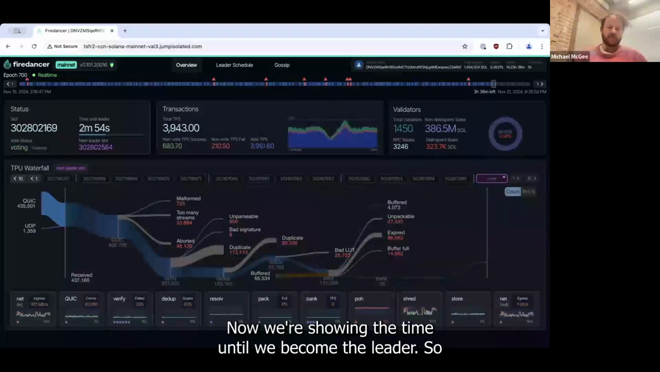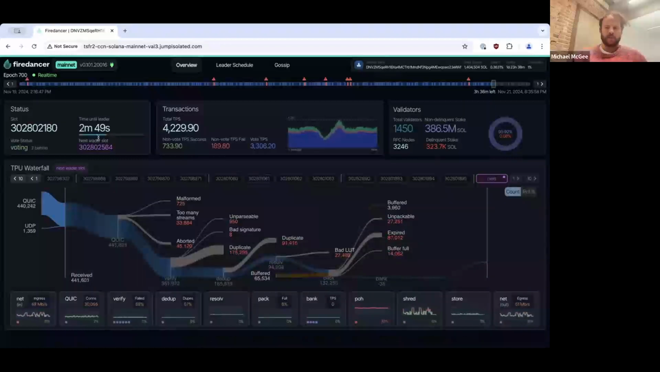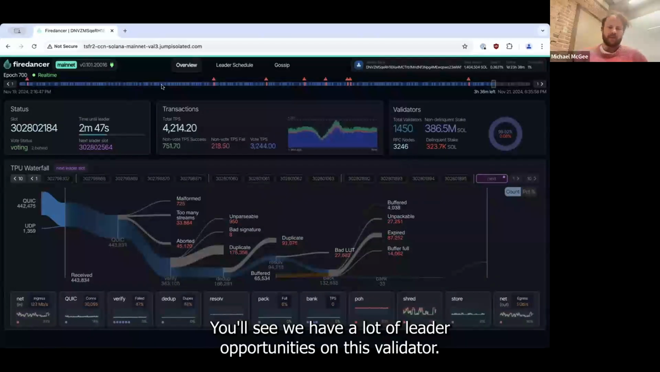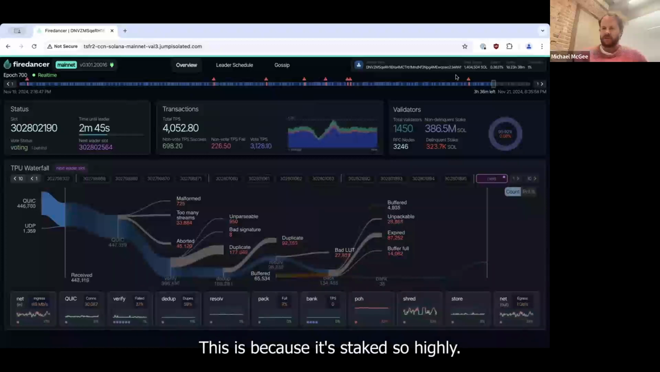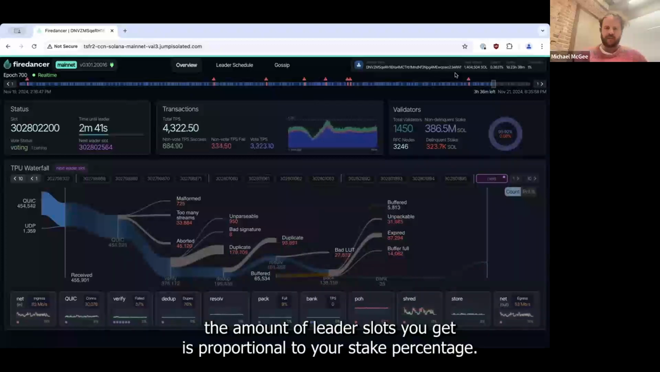Now we're showing the time until we become the leader. So this is when we next have an opportunity to produce a block for the network. You'll see we have a lot of leader opportunities on this validator. This is because it's staked so highly. So in Solana, the amount of leader slots you get is proportional to your stake percentage.